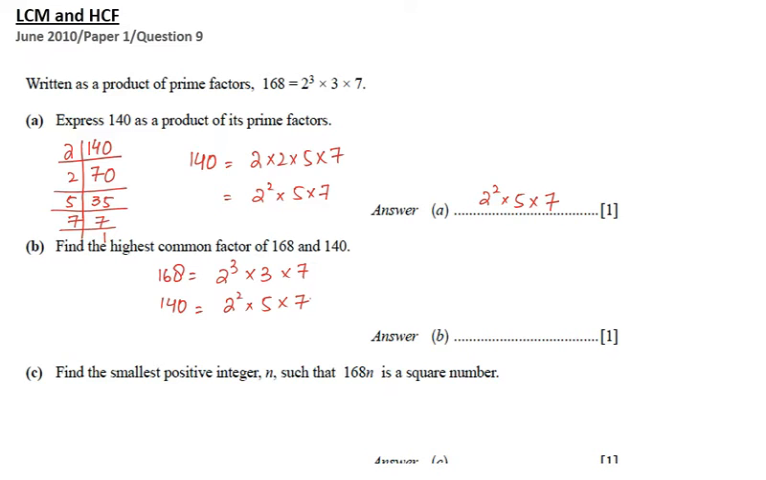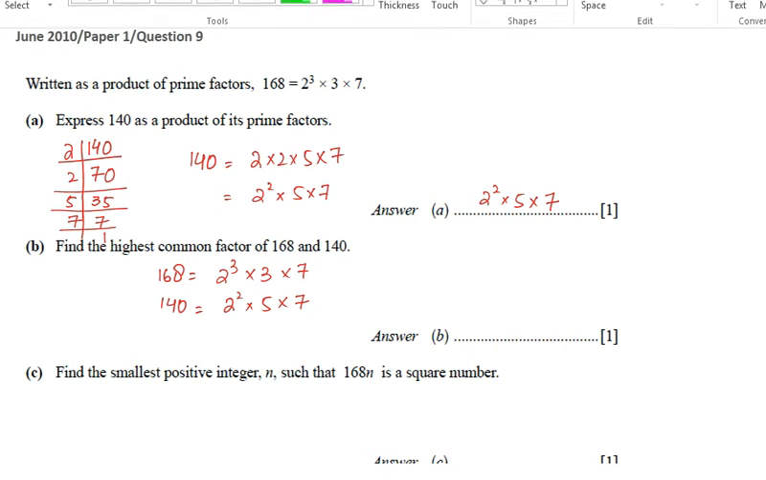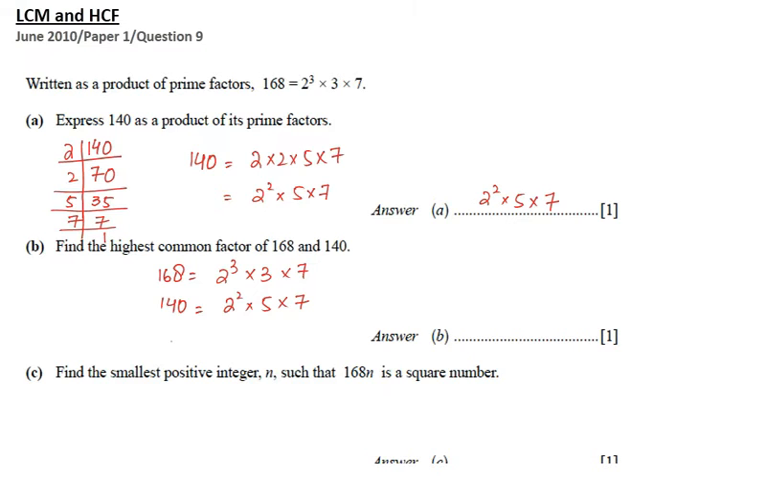But for 2 we will see how much common 2 we can take, okay? Because in 168, 2 appears 3 times and in 140, 2 appears 2 times. So for the HCF of these two numbers we take 2 square common from both. In 140 we have 2 square, and in 168 we have 2 cube, so we can take 2 square common from here as well. We cannot take 2 cube as common because 140 has only 2 square.